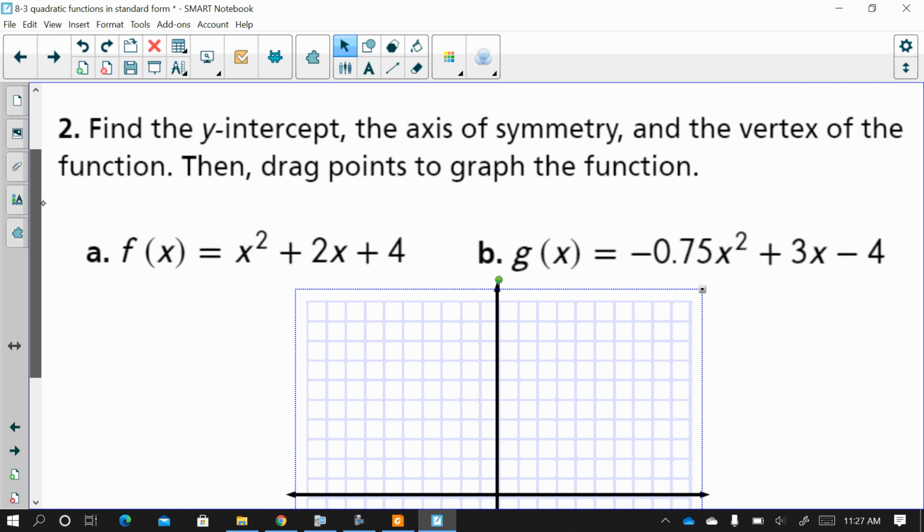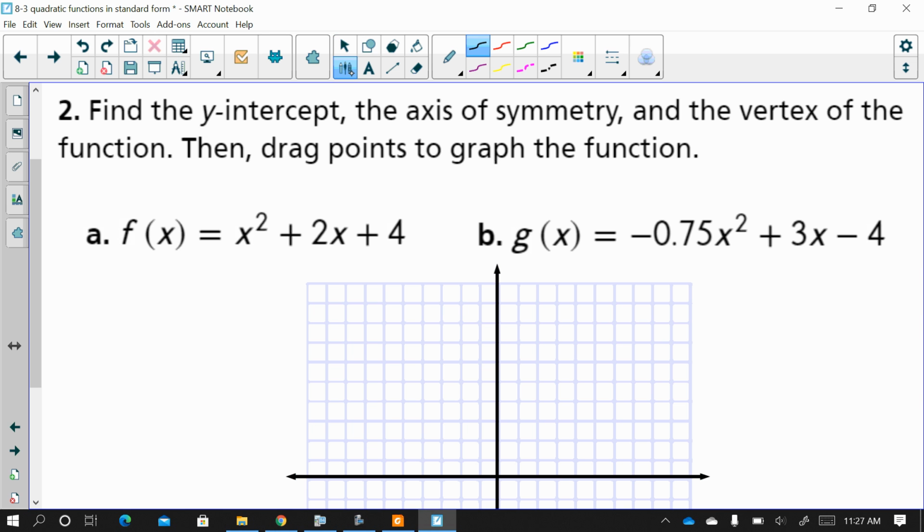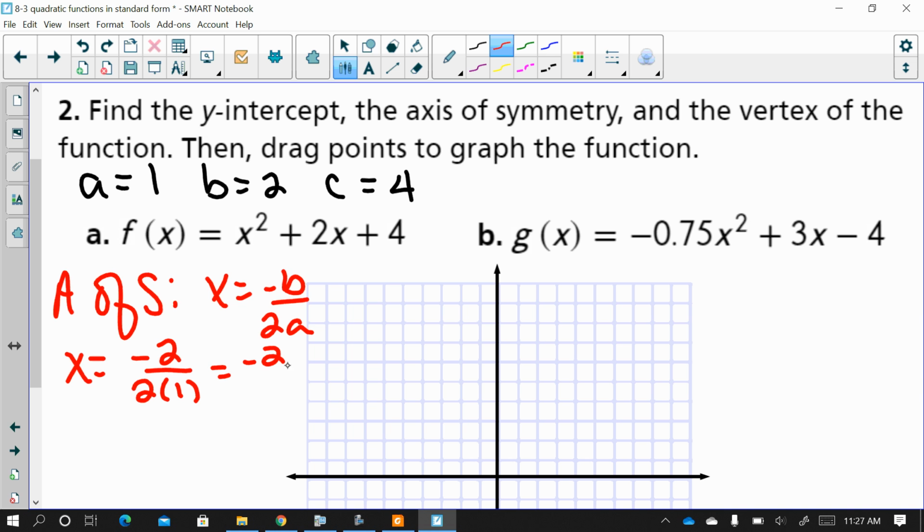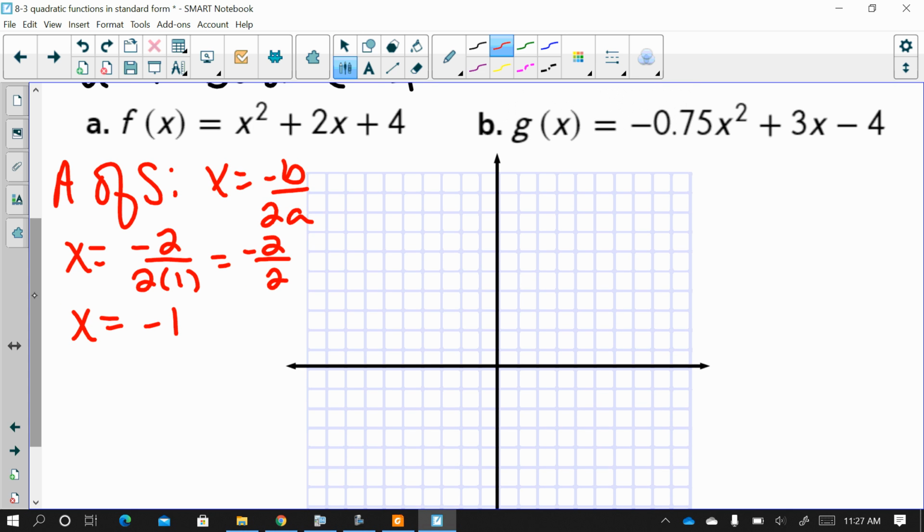Okay, so the first thing we should probably do, I like to label what A, B, and C are. So A is in front of x squared, that's just a 1. B is 2. C is 4. Okay, so let's start with the axis of symmetry. Remember, it's x equals negative b over 2a. So x equals negative 2 over 2 times 1, which is negative 2 over 2. So my axis of symmetry is x equals negative 1. Okay, so I'm going to go ahead and plot that.